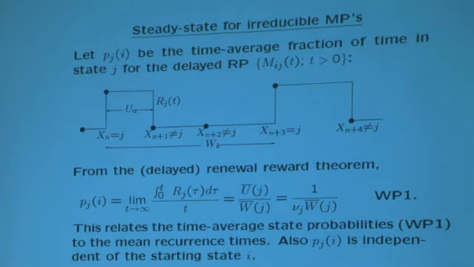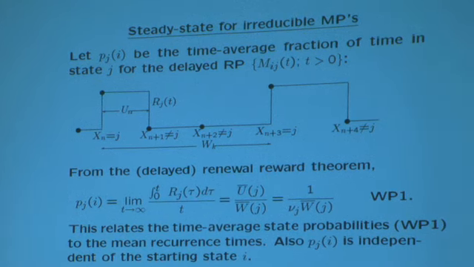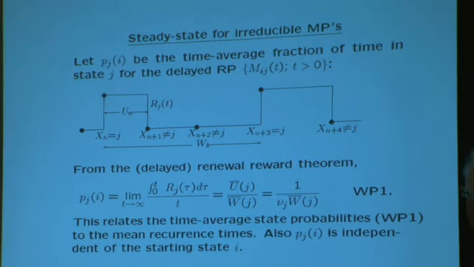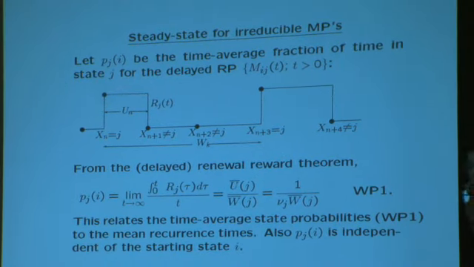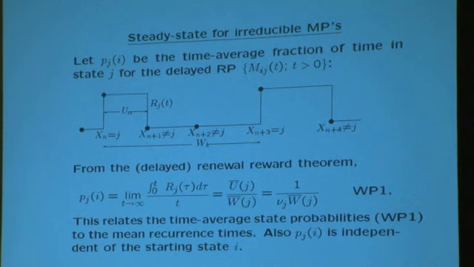So we want to talk about steady state for irreducible Markov processes. Now, let P sub j of I be the time average fraction of time in state j for the delayed renewal process. Remember, we talked about P sub j in terms of these sample time Markov chains, and we talked about them a little bit in terms of imagining how long you would stay in state j if you were in some kind of steady state. Here we want to talk about P sub j of I in terms of strong law of large numbers kinds of results. We want to look at the sample path average and see that it converges with probability 1.